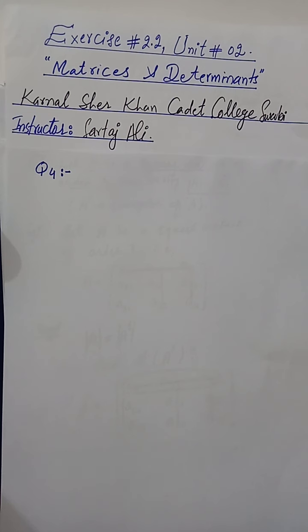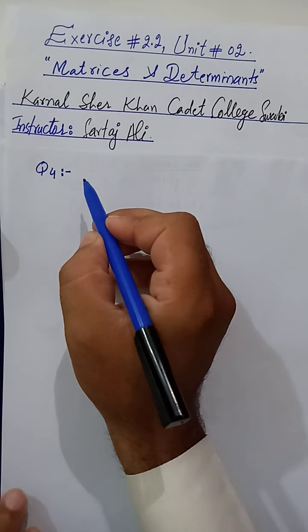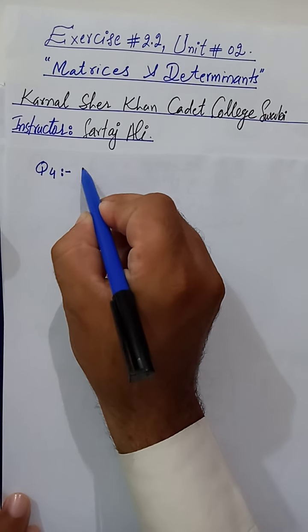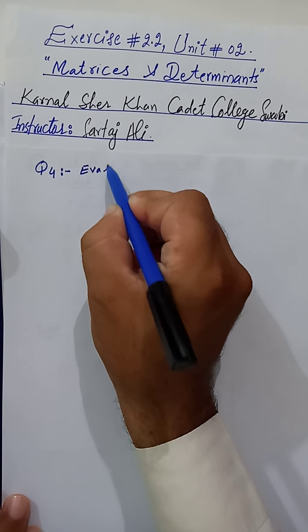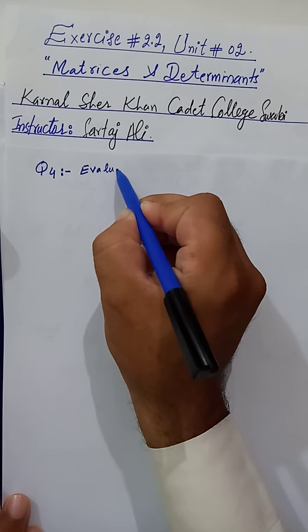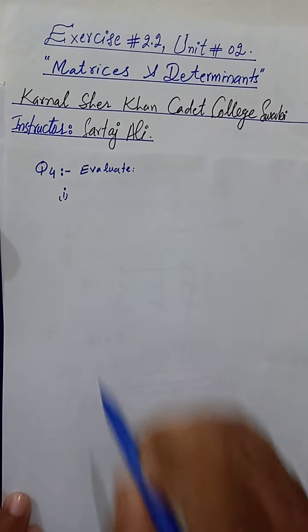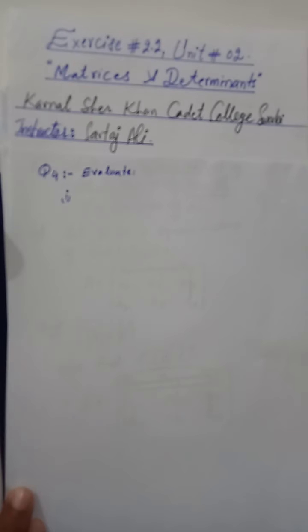The unit is 2. Title of the unit is Matrices and Determinant. Question number 4 of exercise 2.2 is evaluate the following determinants. So you need to evaluate the determinants, and all the determinants which you need to evaluate in this question are determinants of 3 by 3 matrices.